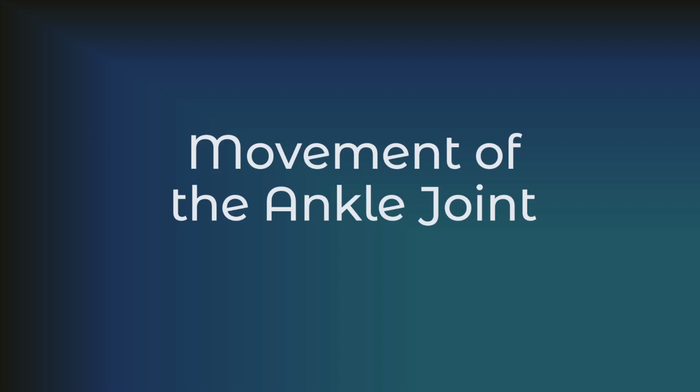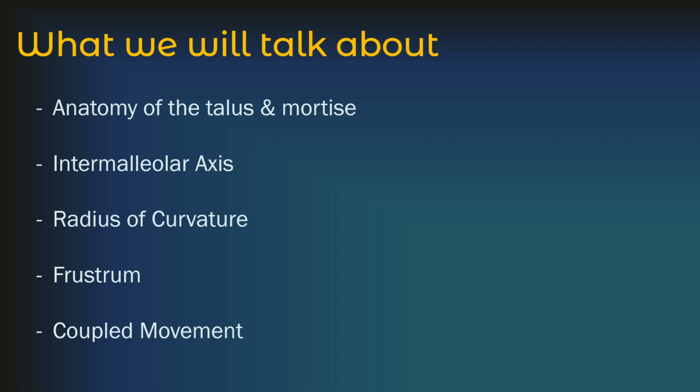So in this short talk, I'm going to talk about the movement of the ankle joint, which follows on from some of the principles we discussed previously. And what I really want to talk about is a few things. So I want to talk about the anatomy of the talus and the mortise, the intermalleolar axis and the role that plays, the radius of curvature of the talus, and again, the role that plays in movement of the talus. Talk a little bit about the frustum, which is a topic many might find frustrating, and just touch upon how this all generates a coupled movement.